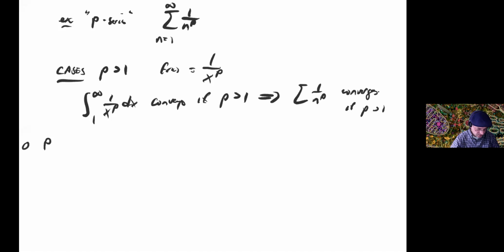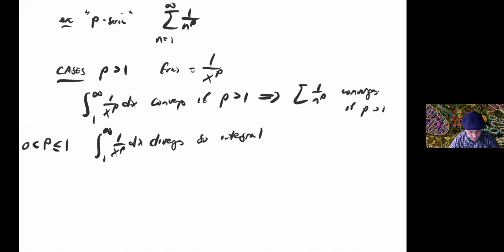The case 0 is less than p is less than or equal to 1 is next. We know that the integral in that case of 1 over x to the p dx diverges. So that's not going to help you. However, so the integral test will not work.